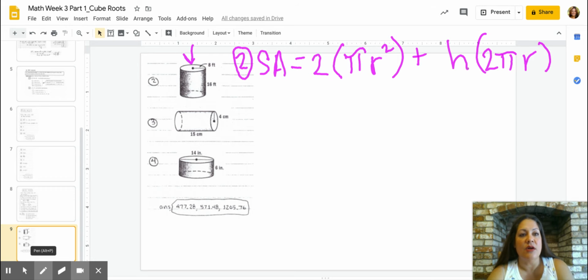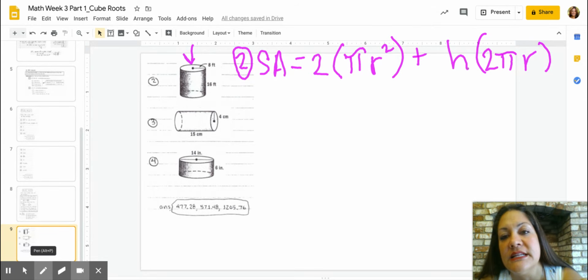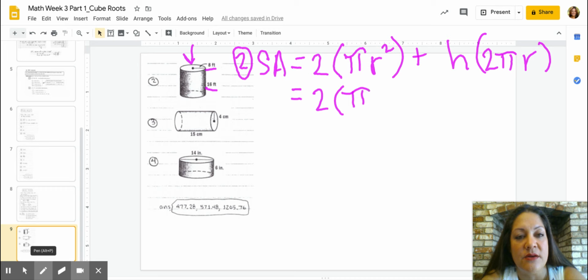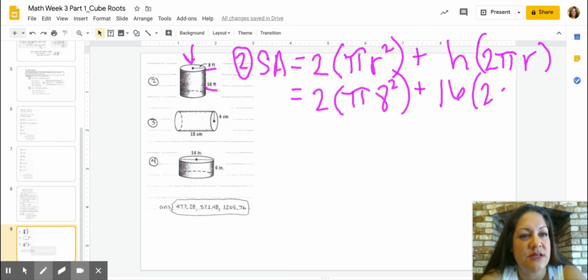Okay, so now we have two variables. We have r for radius and h for height. So all we have to do is plug in these values and solve. So let's go ahead and do it. Equals 2 times pi times the radius squared. Radius is 8 squared, plus the height is 16 times 2 times pi times radius is 8. Okay, so let's simplify.